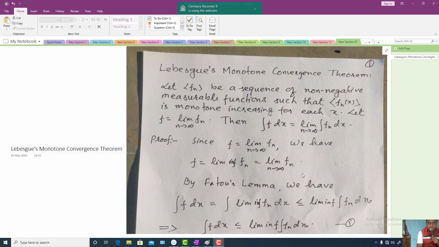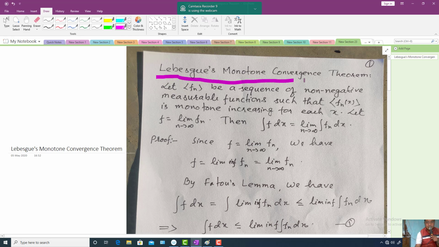My dear students, today I will be talking about Lebesgue's monotone convergence theorem and another theorem regarding non-negative measurable functions. We will be using Fatou's lemma, which we discussed in the last lecture, in proving this theorem. So this is the statement: Lebesgue's monotone convergence theorem.